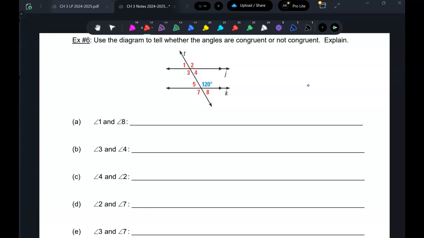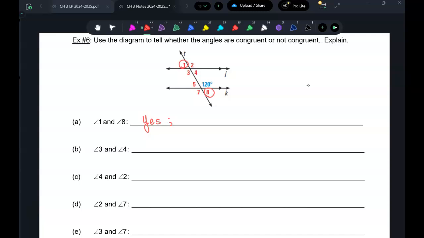Okay, so last one, we just want to say whether the angles are congruent or not congruent. We're looking for one of these three angle pairs, and there is also one other kind of angle pair. Vertical angles also have to be congruent. And then we just have to say why. Okay, 1 and 8. Congruent. Yes, these are congruent.